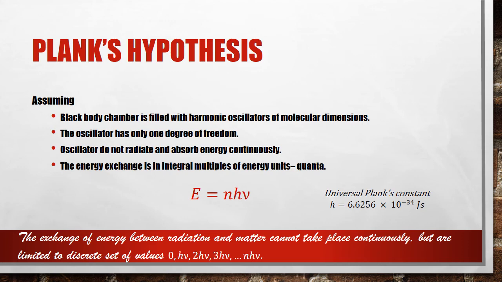The energy exchange can only happen through discrete energy packets called quanta, which have an energy E is equal to n h nu. Here h is the universal Planck's constant. This was a constant defined by the same scientist Max Planck, and the value of h is 6.6256 times 10 to the power negative 34 joule second. So, Planck's hypothesis was based on quantum mechanics, while Wien's and Rayleigh-Jeans hypotheses were based on classical mechanics. Using classical mechanics, we failed to explain what happened, but using Planck's hypothesis, the model explanation for black body radiation was successful.